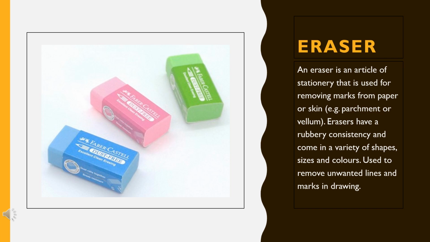Eraser. An eraser is an article of stationery that is used for removing marks from paper or skin. Example, parchment or vellum. Erasers have a rubbery consistency and come in a variety of shapes, sizes, and colors, used to remove unwanted lines and marks in drawing.